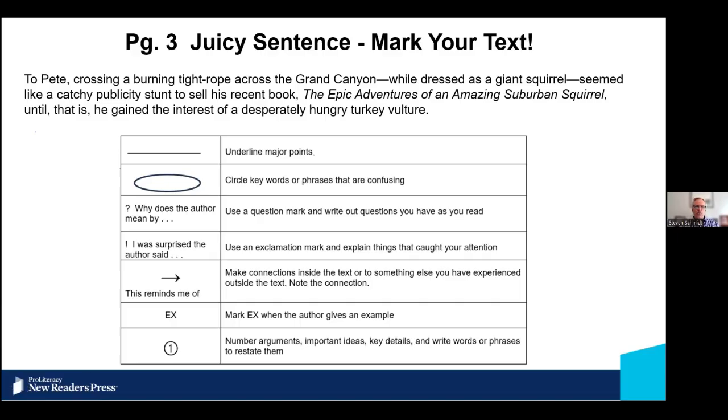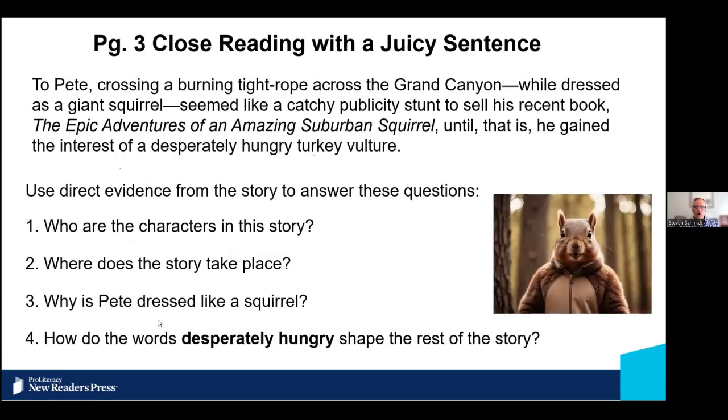Okay, well, let's take a look at Pete here, and let's read it one more time. And I know some of the English teachers and some of us might be saying this is kind of a run-on sentence, but we're not checking this for grammar right now. We are doing a close reading with it. To Pete, crossing a burning tightrope across the Grand Canyon while dressed as a giant squirrel seemed like a catchy publicity stunt to sell his recent book, The Epic Adventures of an Amazing Suburban Squirrel. Until that, as he gained the interest of a desperately hungry turkey vulture.